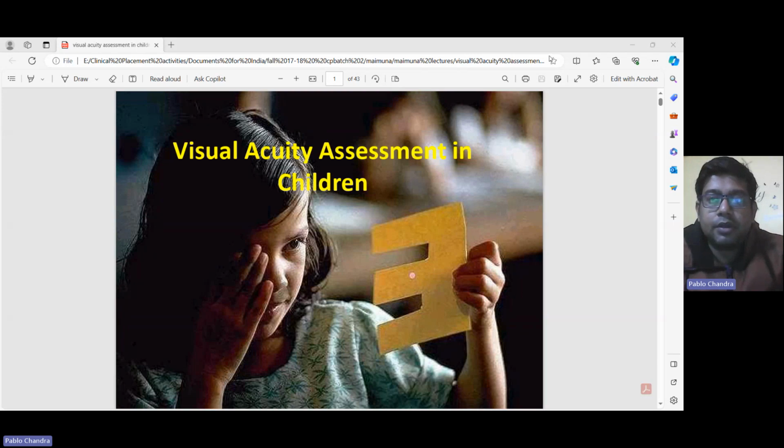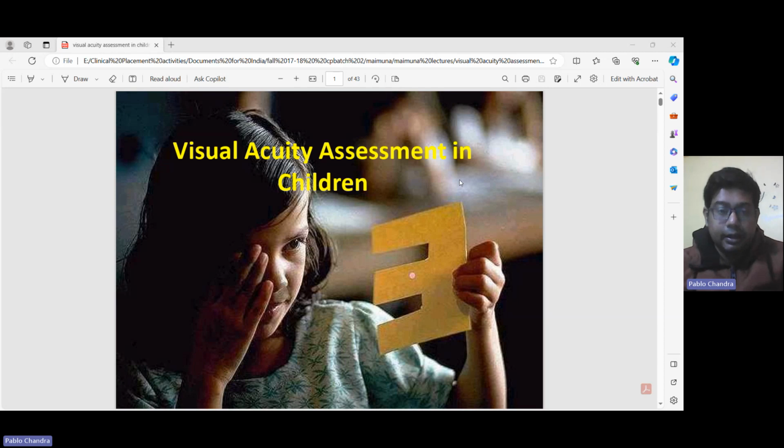Last lecture I started talking about visual acuity and the principles of visual acuity. This lecture is an extension of the last lecture. We will talk about visual acuity assessment in children. Why visual acuity assessment in children?